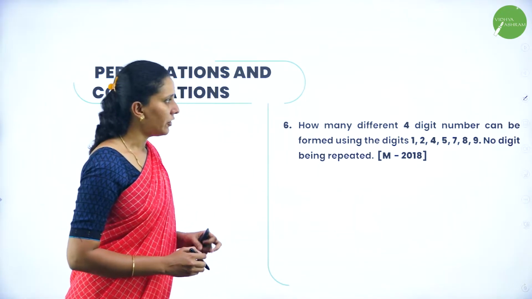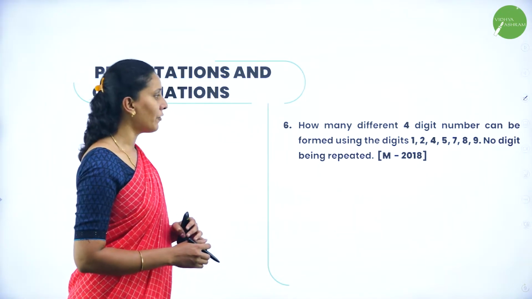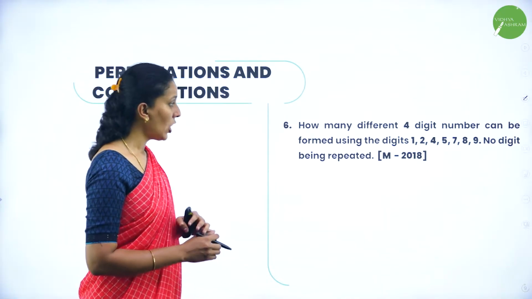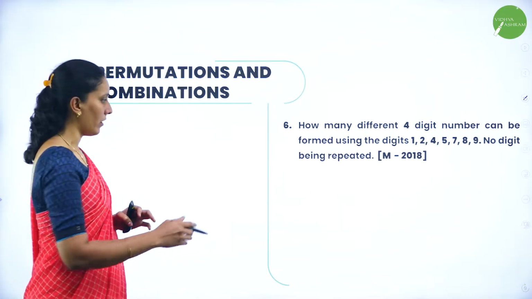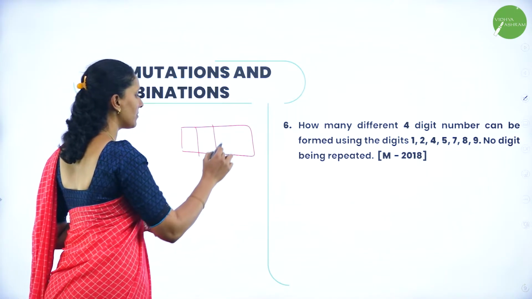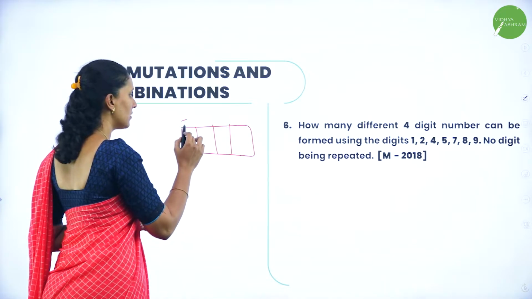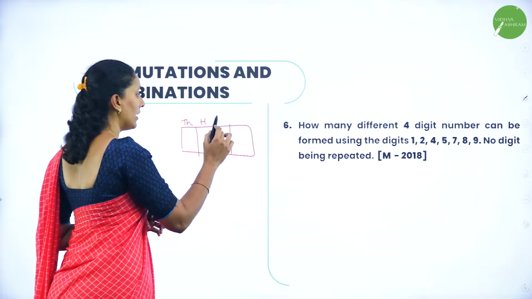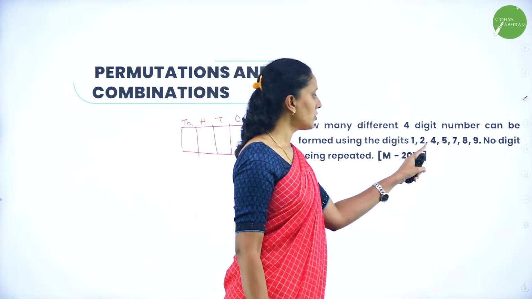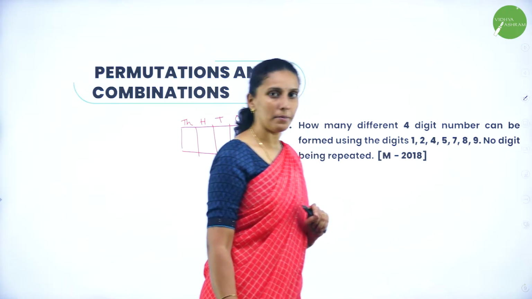How many different 4-digit numbers can be formed using the digits 1, 2, 4, 5, 7, 8, 9, no digit being repeated? When I say 4-digit number here, obviously it has thousands, hundreds, tens and ones place. So how many numbers do I have? 1, 2, 3, 4, 5, 6, 7 numbers I have.